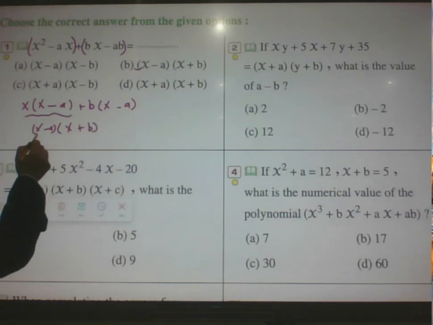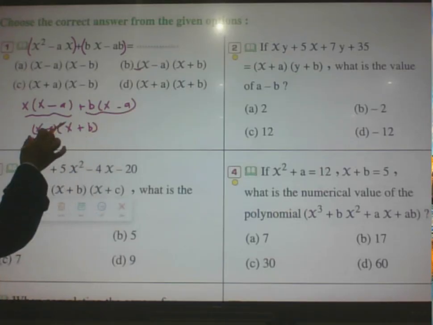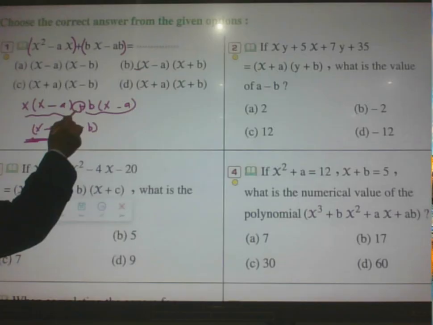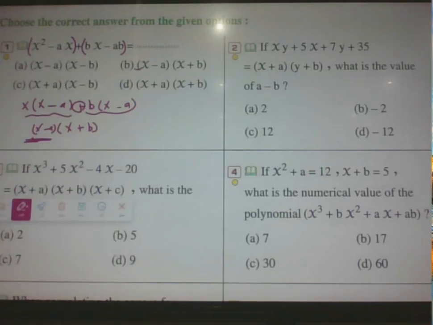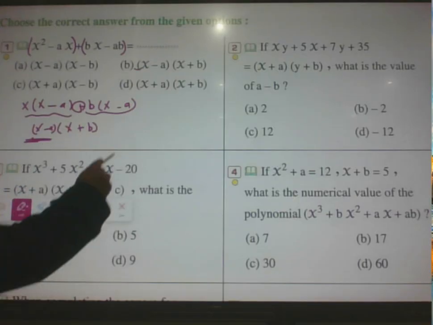Divide this expression by the coefficient x minus a, and this also divided by the coefficient x minus a. The result will be x plus b, with a positive sign. Then the answer will be x minus a multiplied by x plus b.